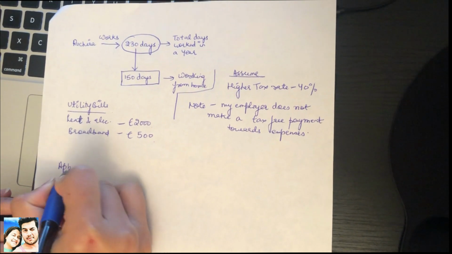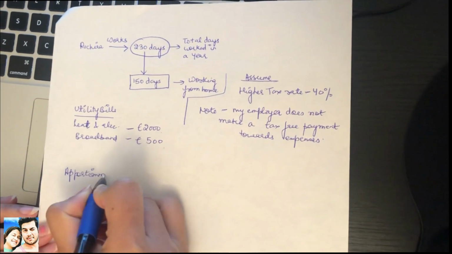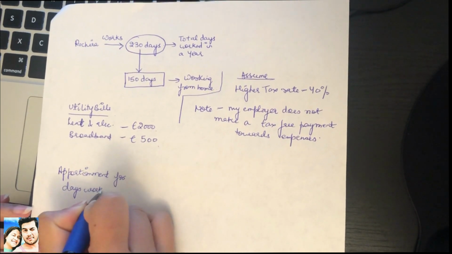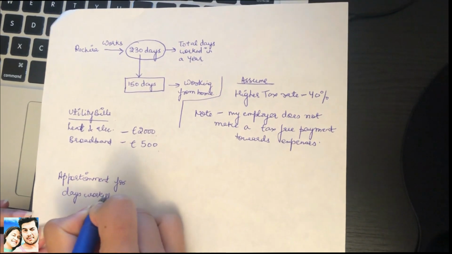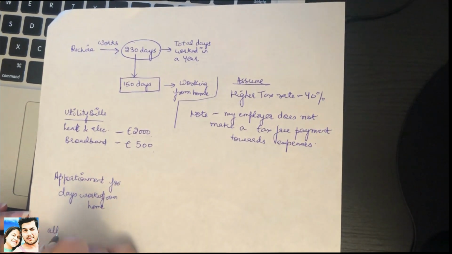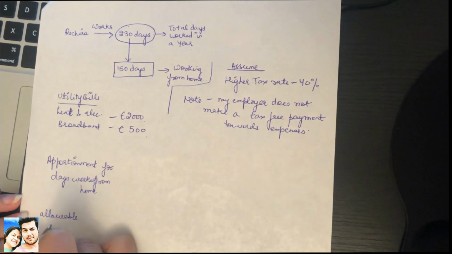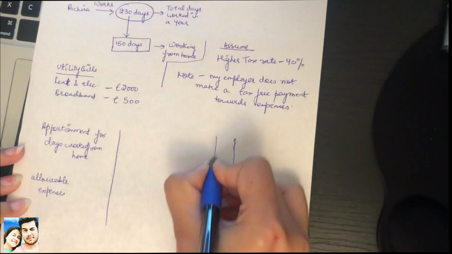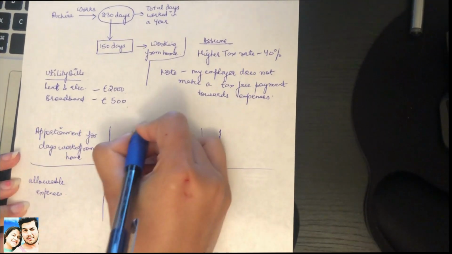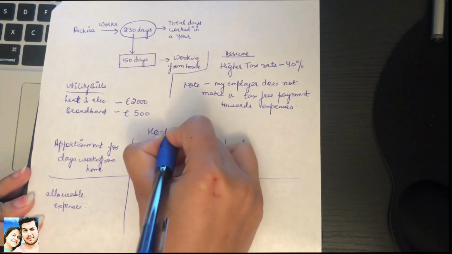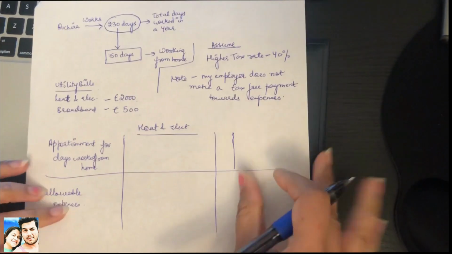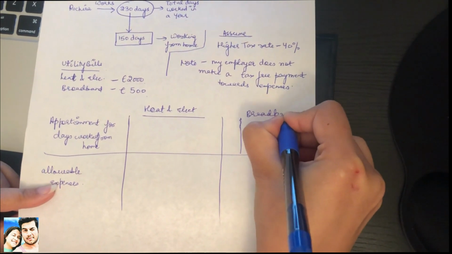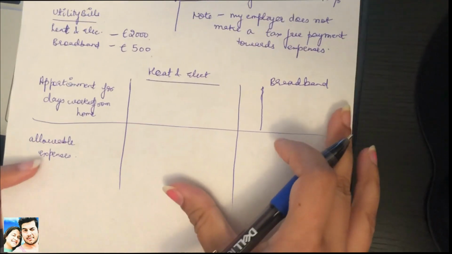So these are what I'm assuming, and that's the scenario. Now we want to calculate two things: one, apportionment for days worked from home, and two, allowable expenses. I want to calculate these two things for heat and electricity, just bear with my writing, and broadband. I want to show you how you can calculate.